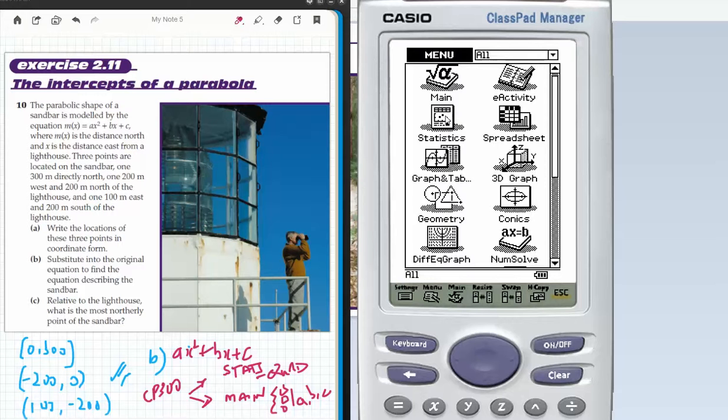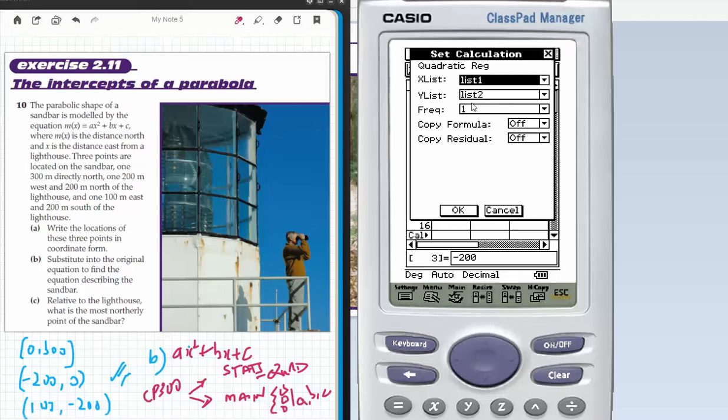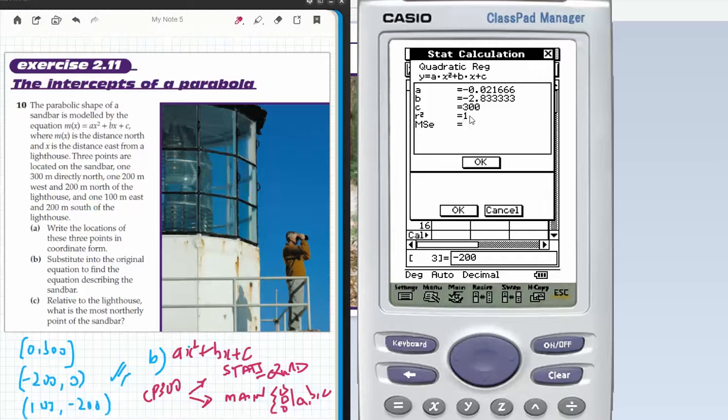Okay, so I'm going to go into Stats. I've already loaded in the information. List 1 is the x coordinate, list 2 is the y coordinate. So this is 0, 300, minus 200, 0, 100, minus 200. Then I go Calc, quadratic regression. It asks, is list 1 x and is list 2 y? Yes. It tells me r squared is 1, so it's a perfect fit, where a equals negative 0.2166, b equals negative 2.83333, and c equals 300, where a is the coefficient of x squared, b is the coefficient of x, and c is the constant.